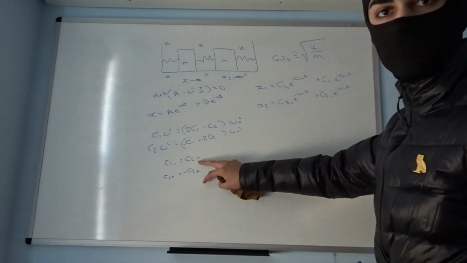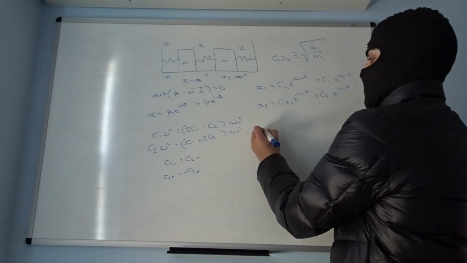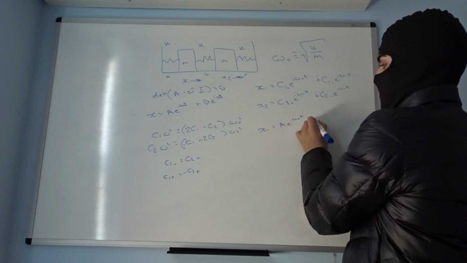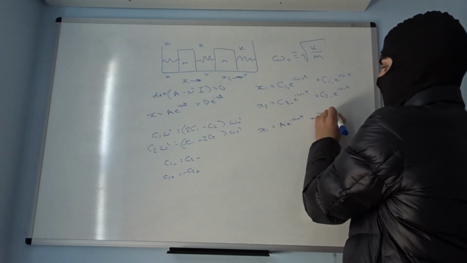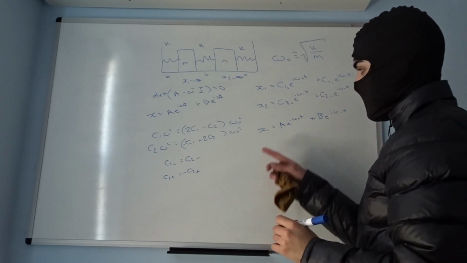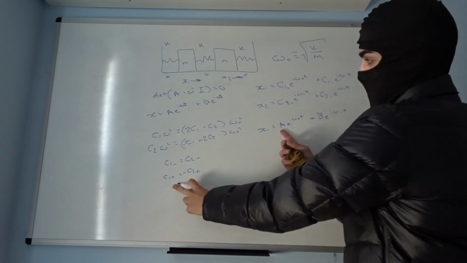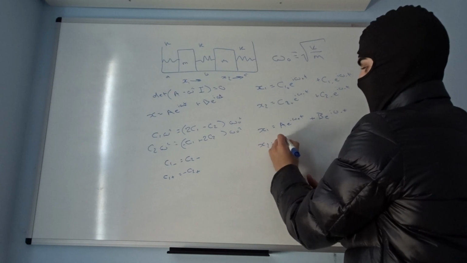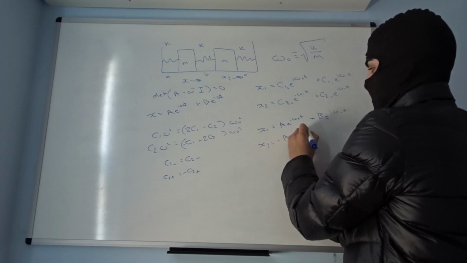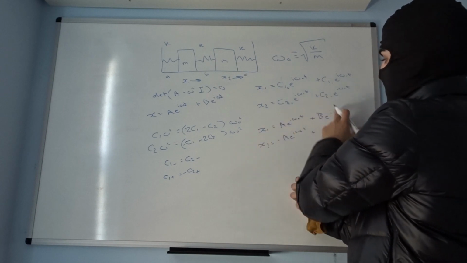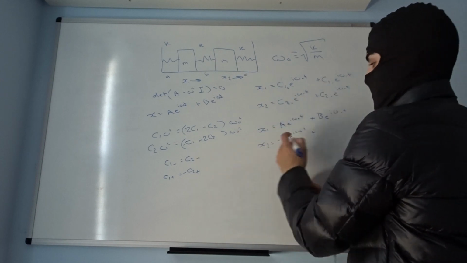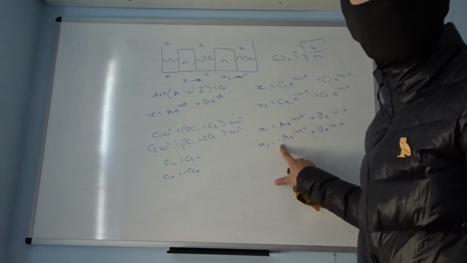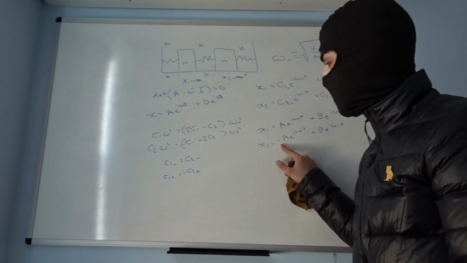Forget C1 and C2s, we can just write it as a constant A. So x1 equals A e^(i omega plus t) plus B e^(i omega minus t). A is C1 plus, and since C1 plus equals minus C2 plus, you can just write minus A for x2. And B is C1 minus, which equals C2 minus, so you can just write B. And those are the two equations that describe the motion of a coupled harmonic oscillator.